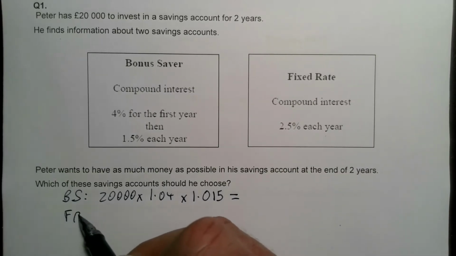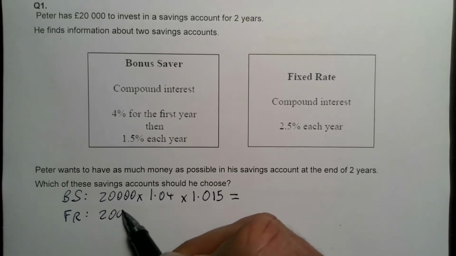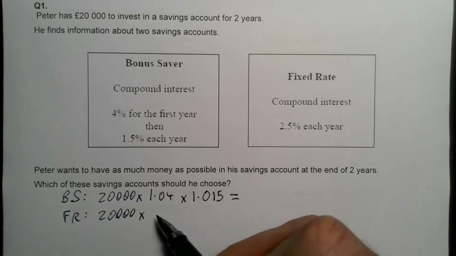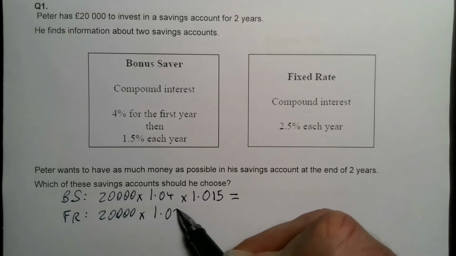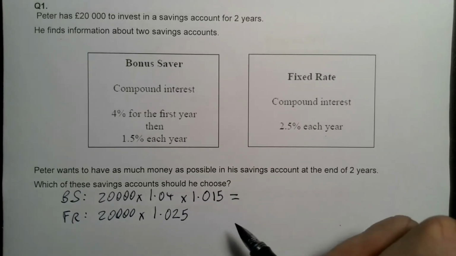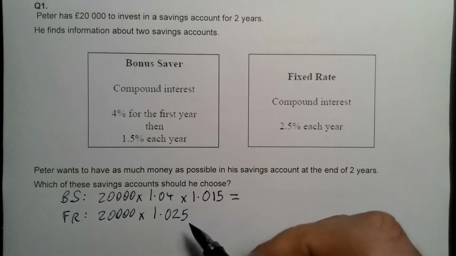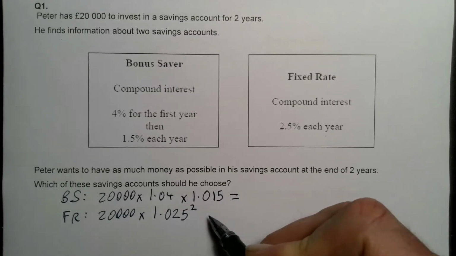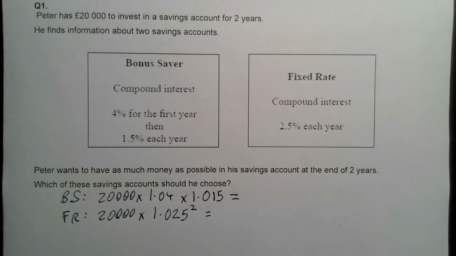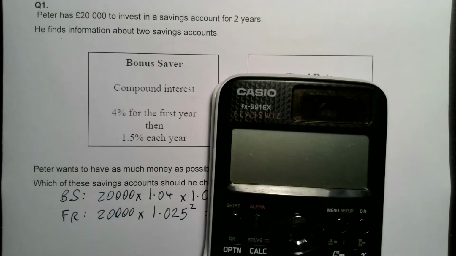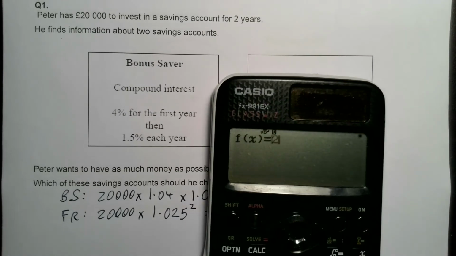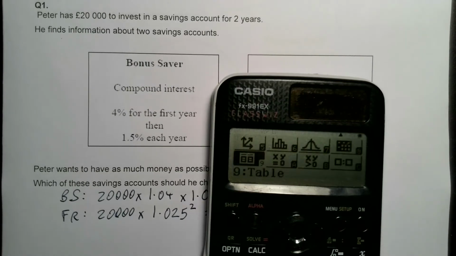The fixed rate, the same idea, 20,000. This time 2.5% is 1.025. You want to do that twice. You can press times 1.025 again, or just do 1.025 squared. Simple as this.